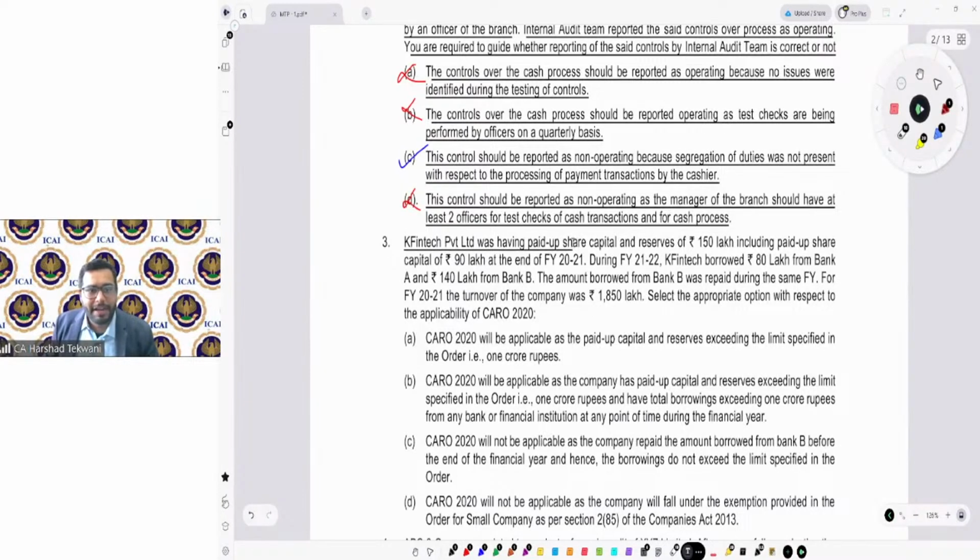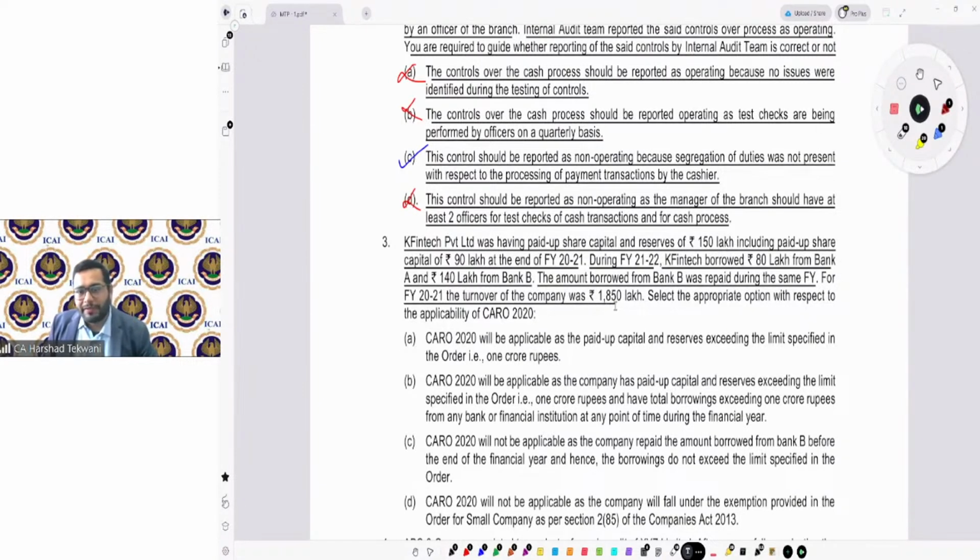K Fintech Private Limited had paid up share capital and reserves of 150 lakhs, including paid up share capital of 90 lakhs, at the end of FY 2021. During FY 2021, K Fintech borrowed 80 lakhs from bank A and 140 lakhs from bank B. The amount borrowed from bank B was repaid during the same financial year. For FY 2021, the turnover was 1,850 lakhs. Select the appropriate option with respect to the applicability of CARO 2020.